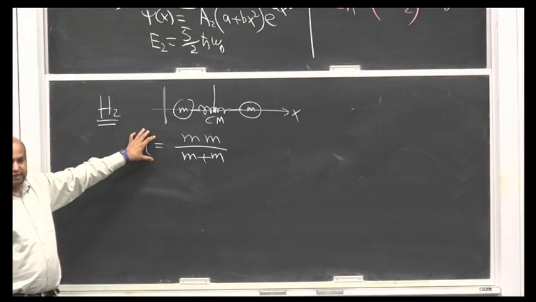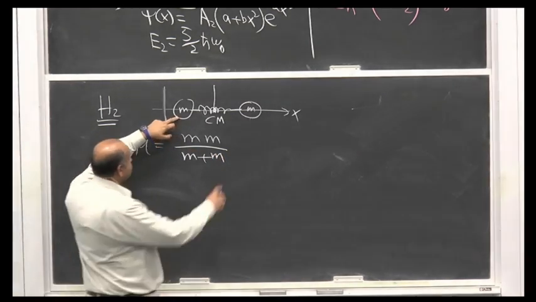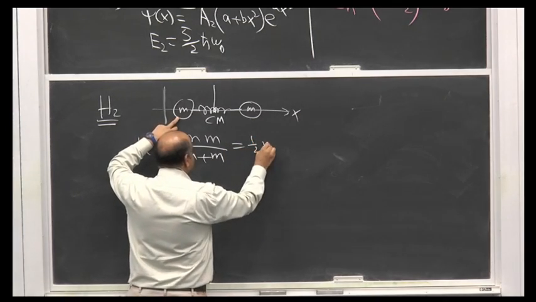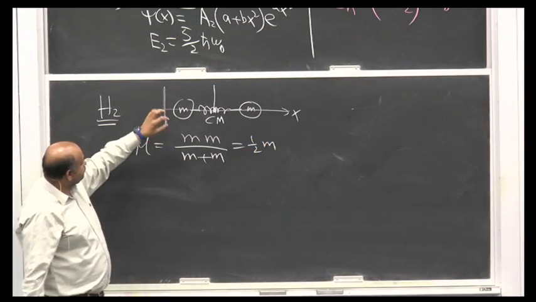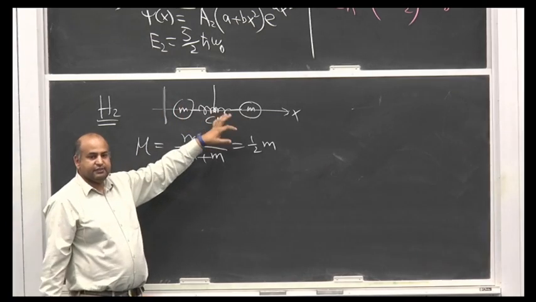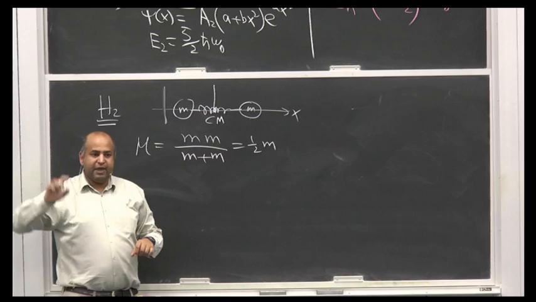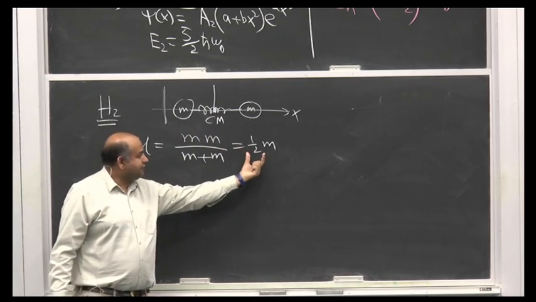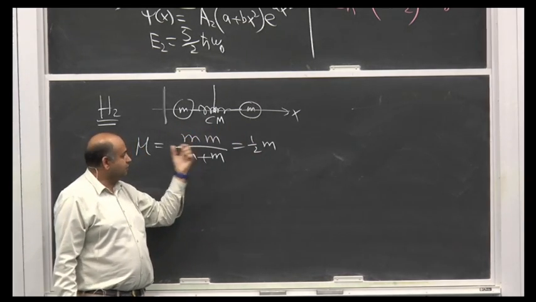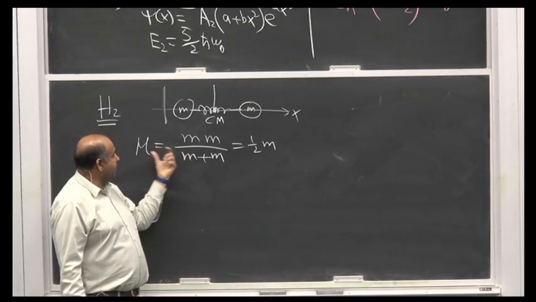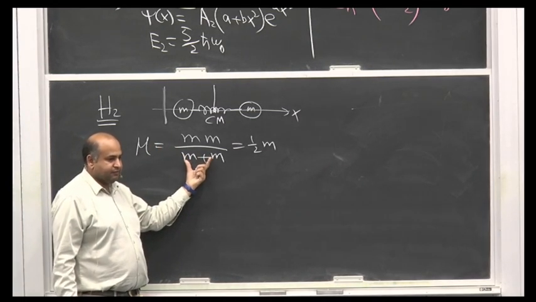And this is given by this. So if both masses are equal, this is nothing but half mass. So instead of solving this problem of 2 masses attached with one spring, you can solve the problem of one mass if you take the mass to be half of this mass. So this is the mass experienced by the center of mass.